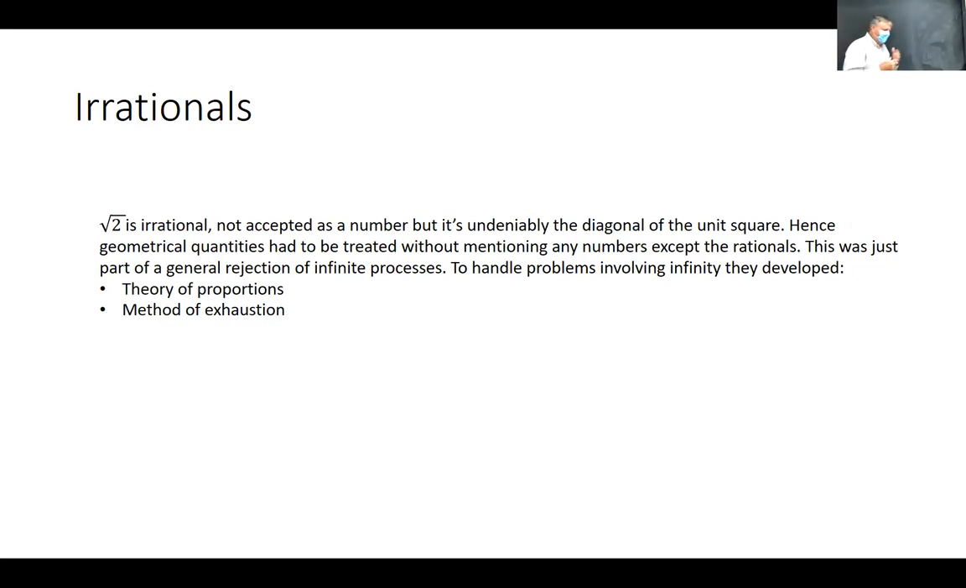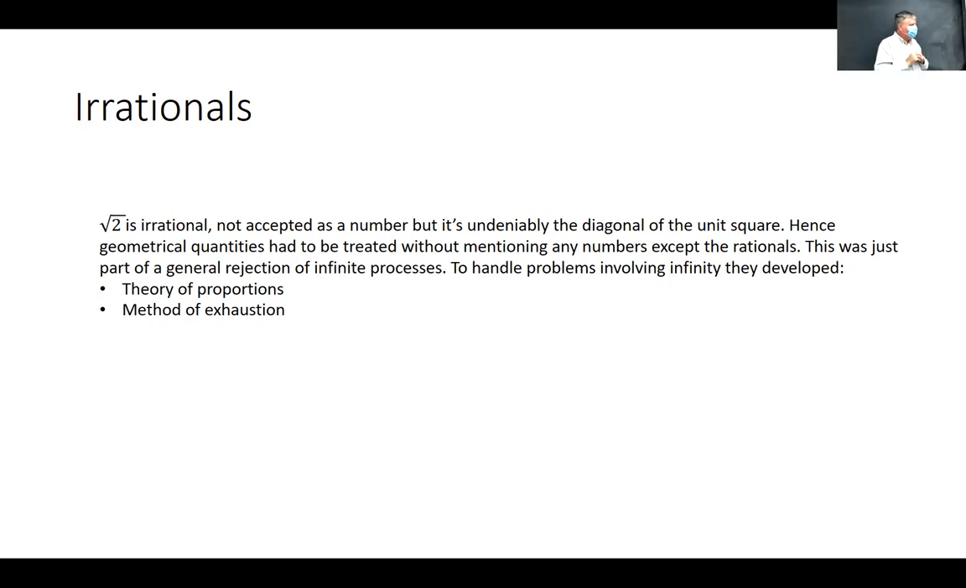So they didn't want to accept square root of 2 as a number, but the thing is, it's there, right? Because it's there as the diagonal of a square. If you've got a unit square, square root of 2 lives in the diagonal of the square. So it's not there as a number, but it is there as a length. And so that's why they concentrated their maths in geometry, because there things like square root of 2 could exist without any problems. Okay.